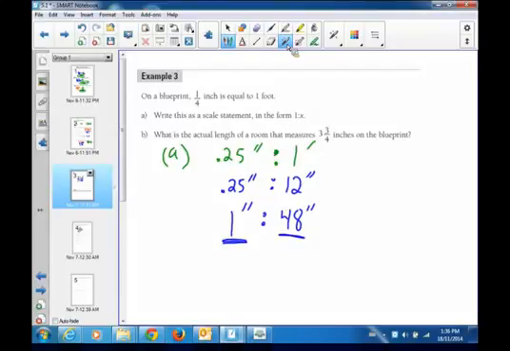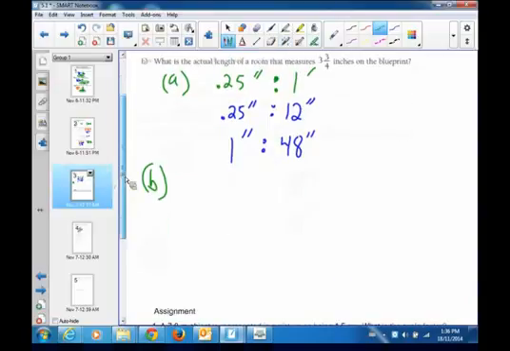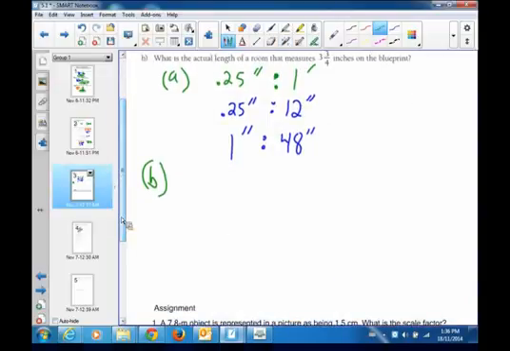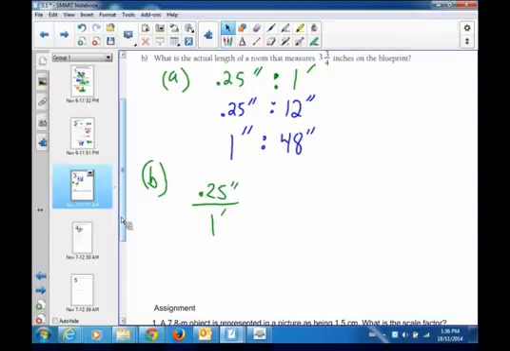Here's why I like what I had in green. The original statement was, what's the actual length of the room if it measures 3 3/4 inches on the blueprint? Well, what I'm going to do is use that decimal 0.25 from the top. 0.25 inches to 1 foot. That's why I'm going back to the green, and that's why I like this test. I like the fractions better. Now, as a decimal number, 3 3/4 is 3.75, right? 75 cents is 3/4.